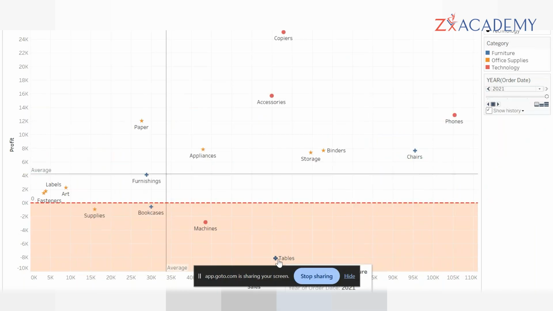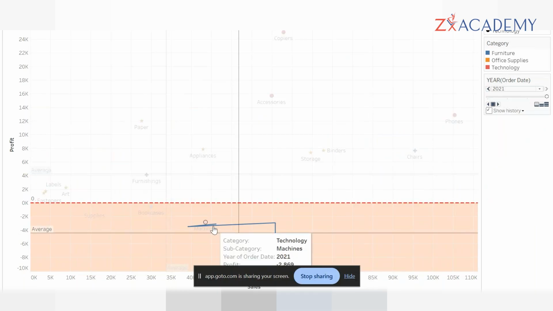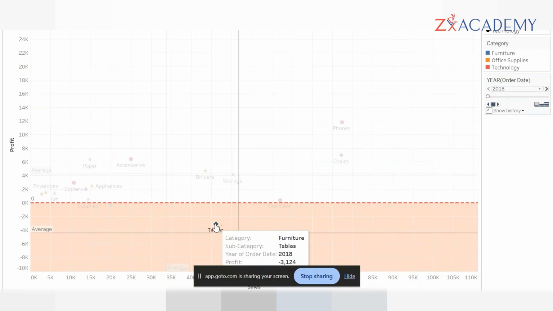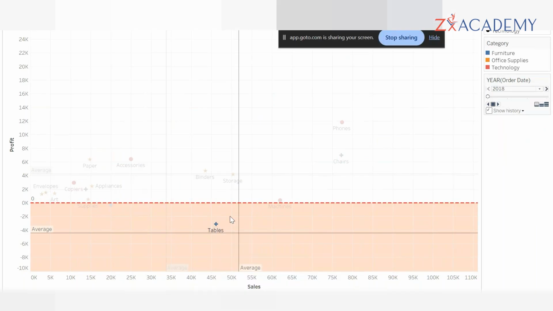And when it comes to our tables, you can see what is happening. From 18 to 19, there was a negative. All the 4 years, there is a negative. In 18, we had sales of how much? The tables had sales of 46,000, but still we are not able to get any profit. Minus 3,100 negative profit.